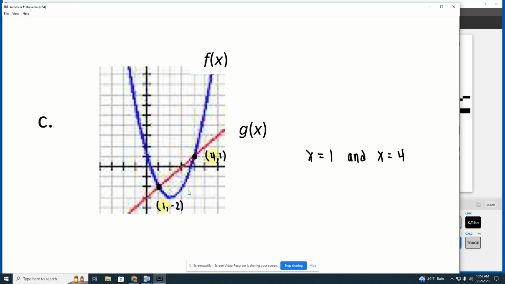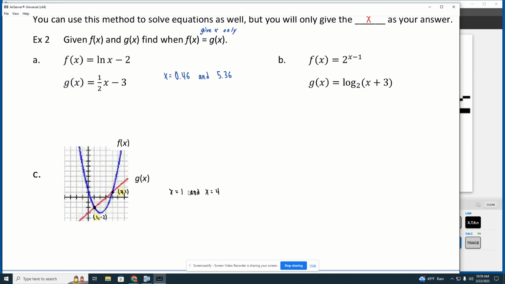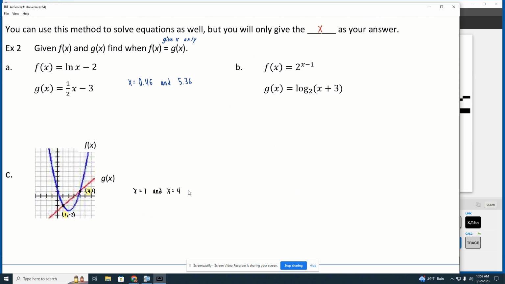So the only difference between these types of questions is the way you answer them. Okay? If you did B out in front of me, the answers for B were x equals negative 0.9, and x equals 2.26.